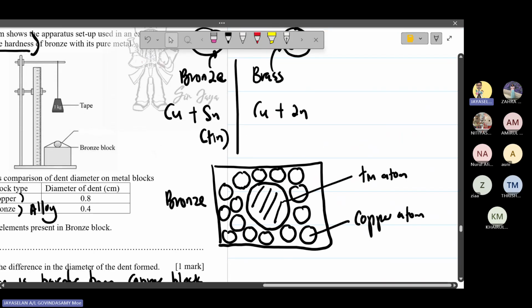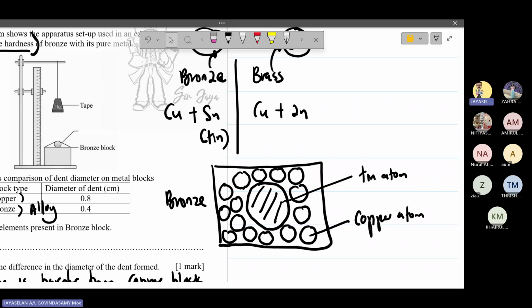Even brass also same. Brass and bronze same. Steel will be different. Understand? Okay, can I? This drawing belum pernah keluar. Frame, understand?